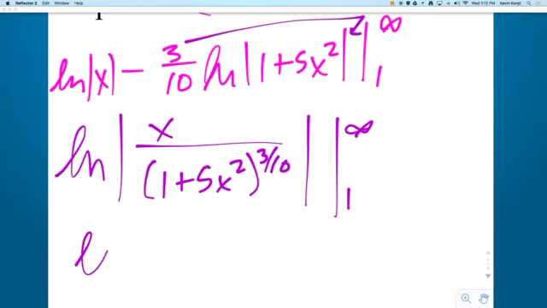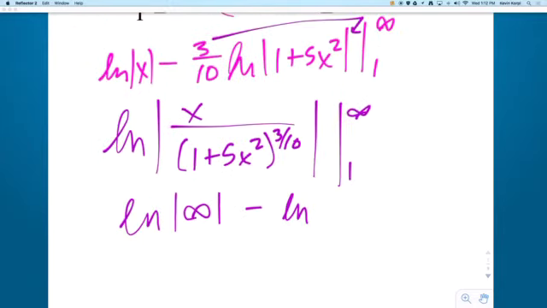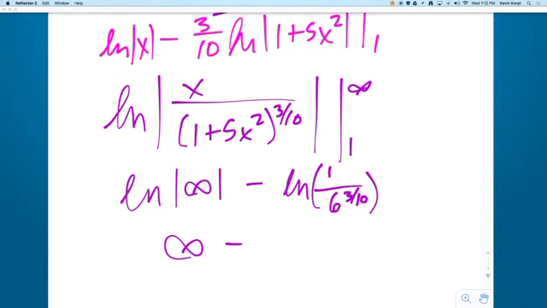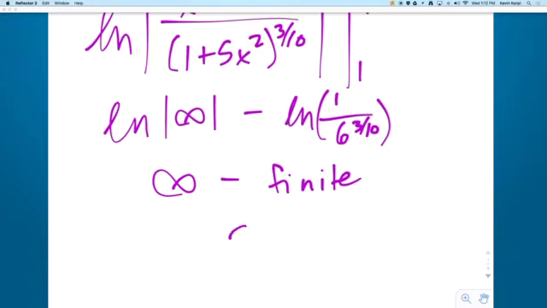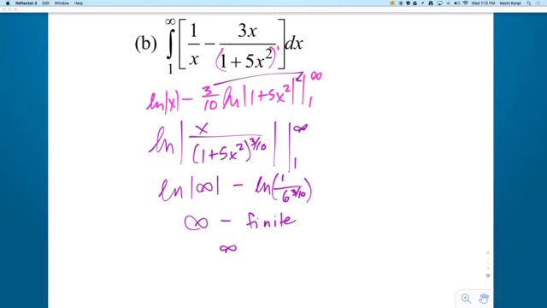So you're ending up with the natural log of infinity minus the natural log of, is it infinity? No. It's 1 over 6 to the 3/10, which is a finite number, right? Well, what's the natural log of infinity? Infinity. And what's infinity minus a finite number? Infinity. Yes. So this one actually now, we know for a fact, does what? Diverges.